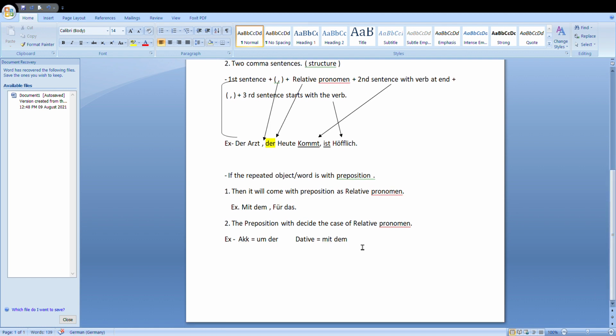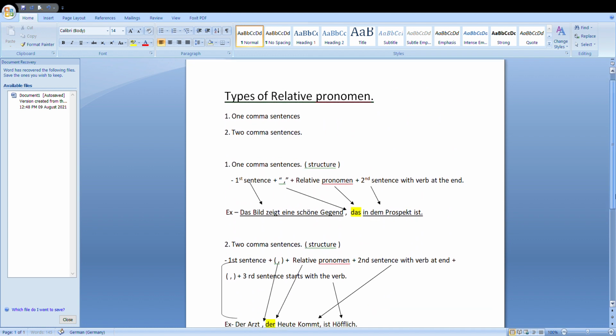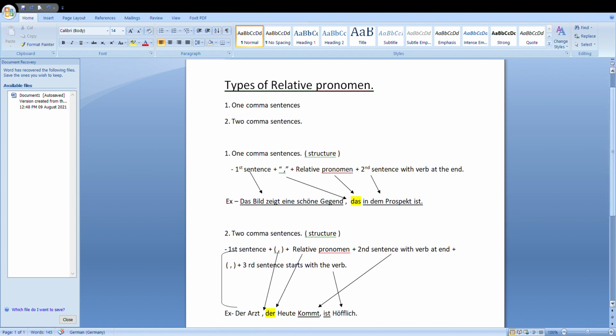I hope you understand this. If you don't, you can write in the comment box and I'll answer your query. For practice, you need the Ausländer book, page number 113. You have a complete exercise on this, and if you don't have Ausländer, you can download it from the internet; it is easily available, I hope.